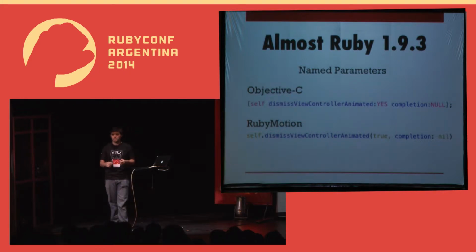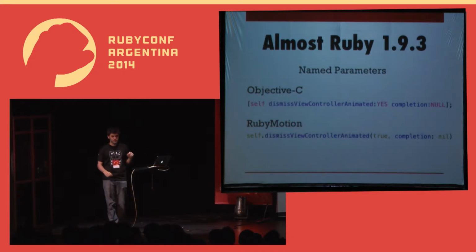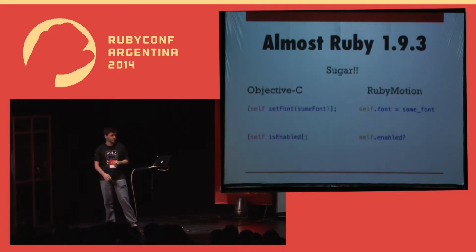So RubyMotion had to implement named parameters that we already have in Ruby 2, because the dismiss view controller animation completion is not the same as the one at the bottom. So we had to implement this new syntax when you have an object as the last parameter. It also adds some sugar to syntax.